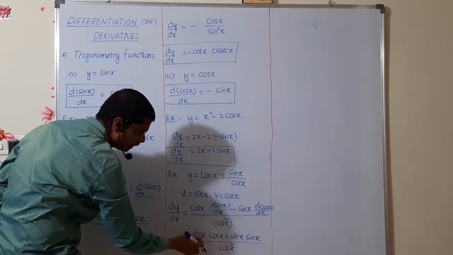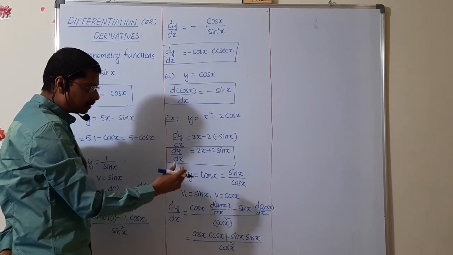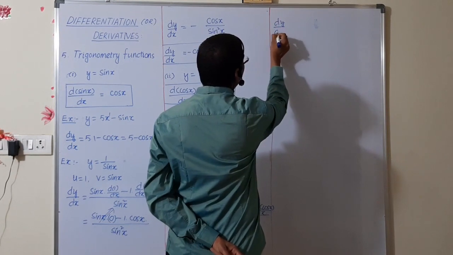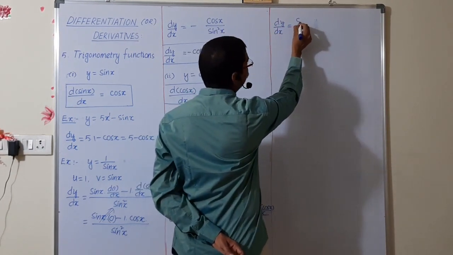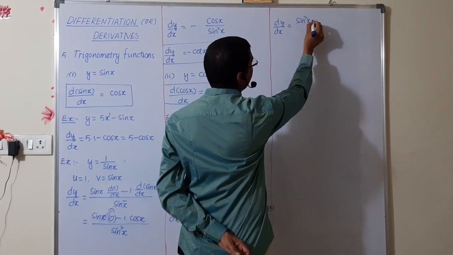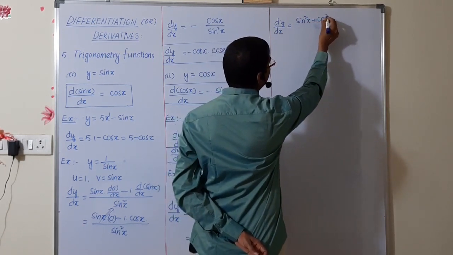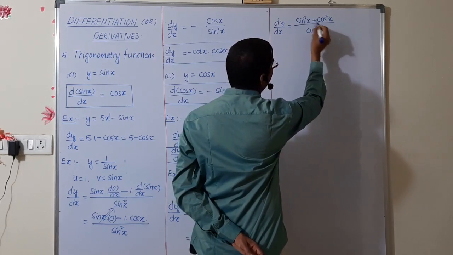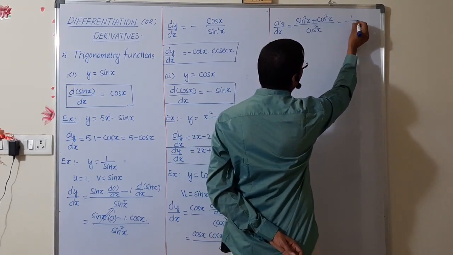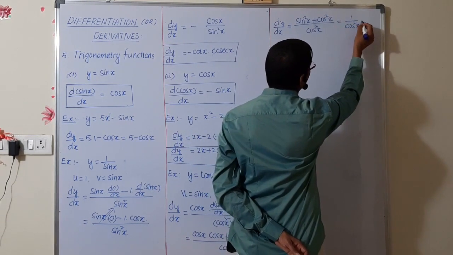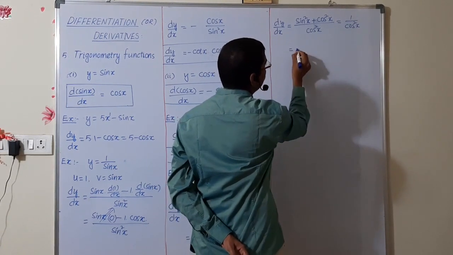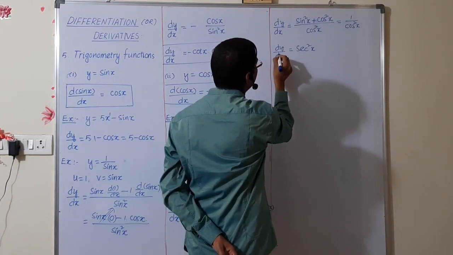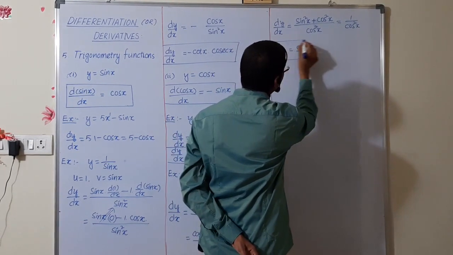Here, sin square x plus cos square x becomes 1. Here I am writing again dy upon dx is equal to (sin square x plus cos square x) upon cos square x, which means this is 1 upon cos square x. 1 upon cos is sec x, so dy upon dx is sec square x. Differentiation of tan gives another formula.